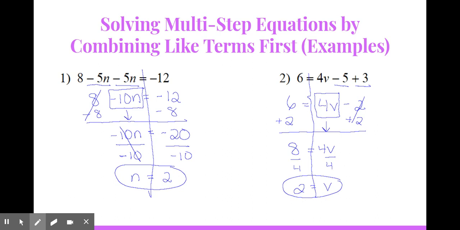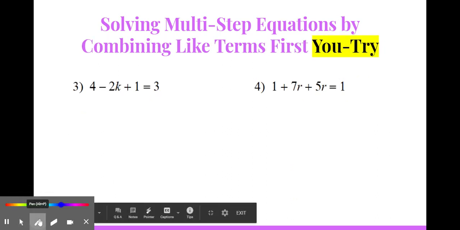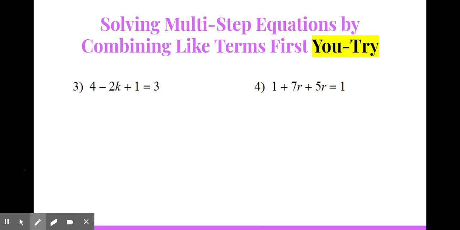If you're still writing, pause the video because now we're going to move on to some you-try problems. Okay, 2 examples for you to follow along and do with me. Problem number 3. Find your equal sign, draw your line straight down the middle.